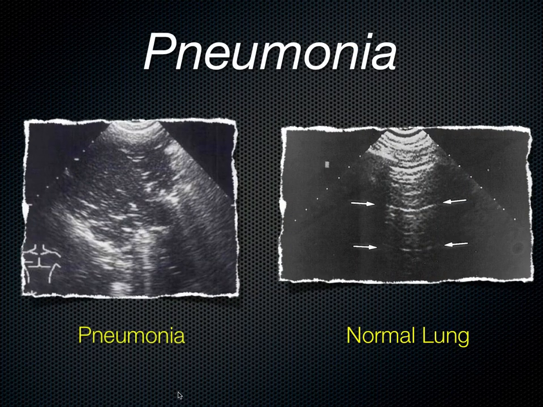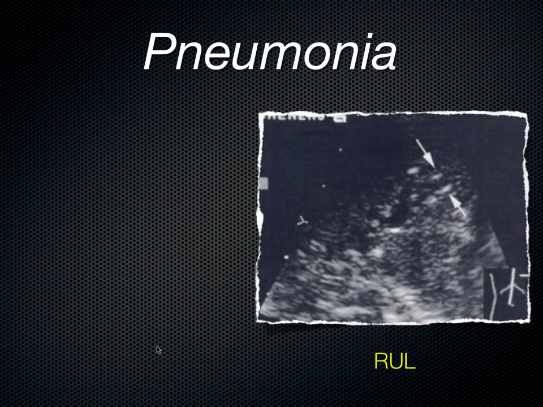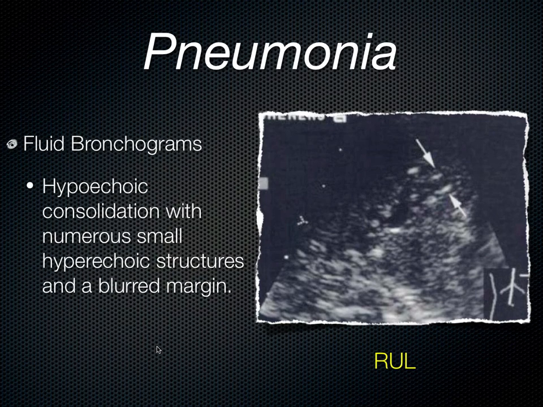Normal lung versus pneumonia: you lose that A-line appearance. You don't have the B lines necessarily, but you can. But this actually looks like solid organ with, again, these horizontal bright white lines throughout. Here's a fluid bronchogram right there. You can see both walls of the bronchi with the fluid in between, the black in between.